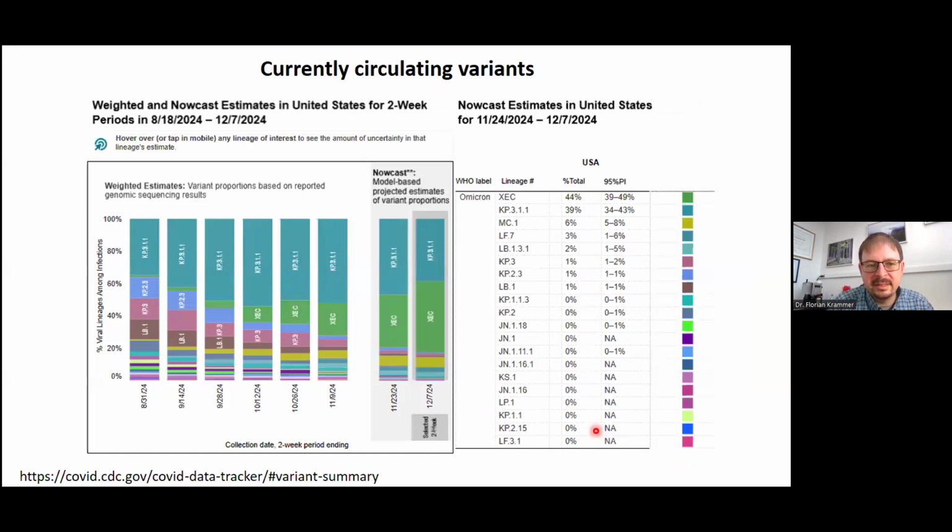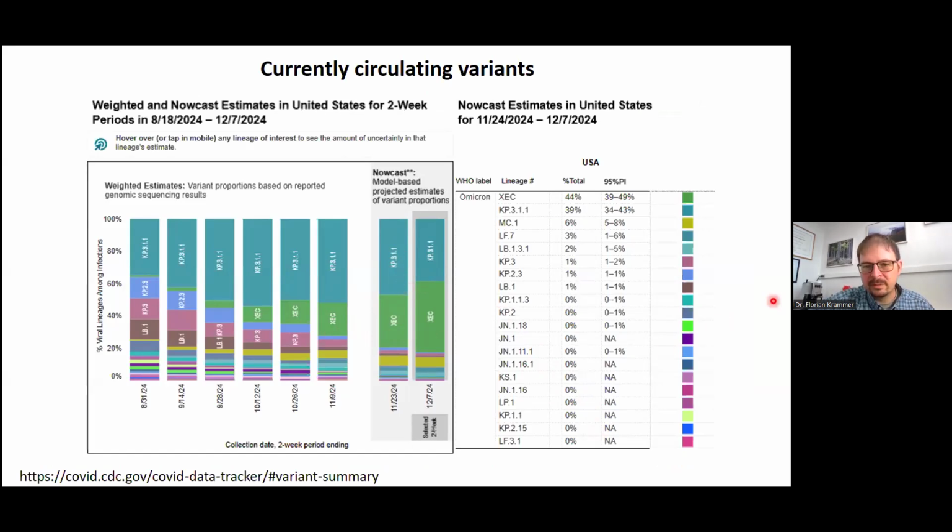This is from the CDC. This is the current subvariants that we see. So all the variants that you see here are JN.1 subvariants. What's most prevalent right now is KP.3.1.1 and a variant that's called XEC that seems to slowly increase over time. It's not really dominating yet, but it seems to basically push KP.3.1.1 out slowly.